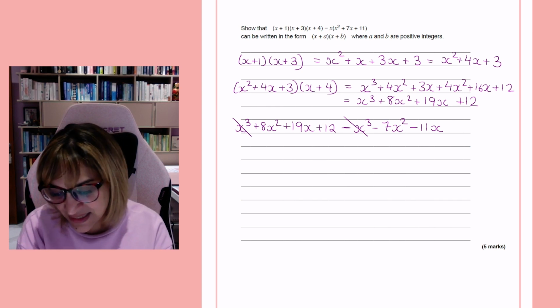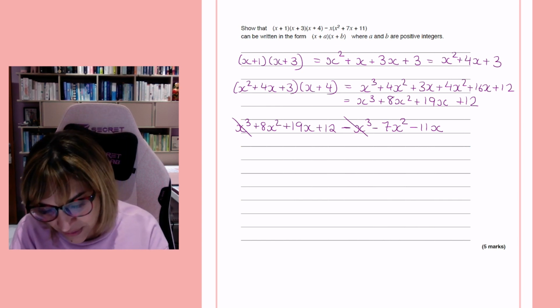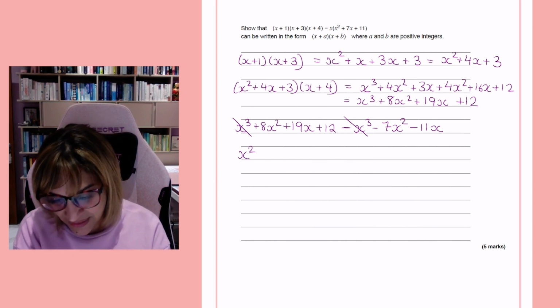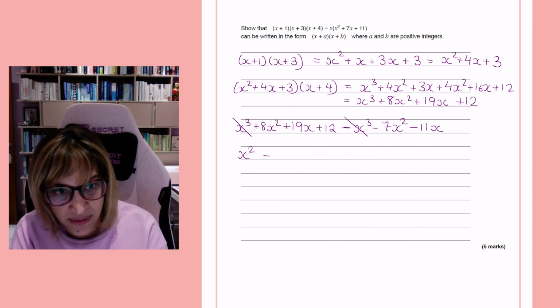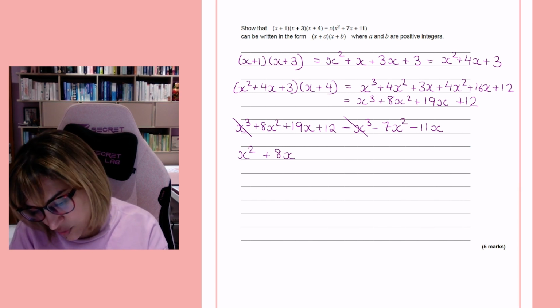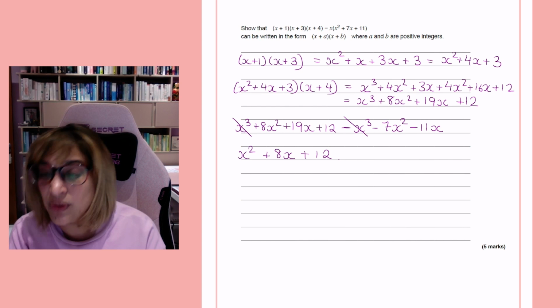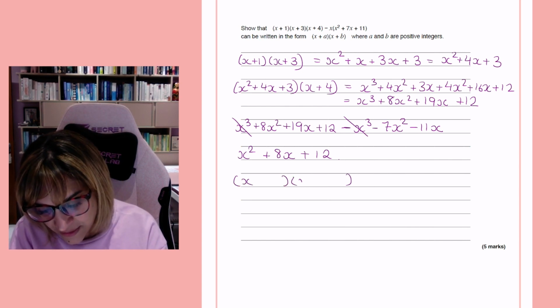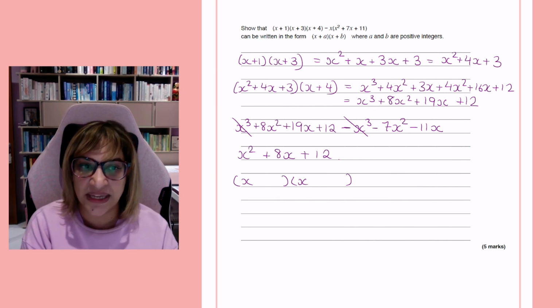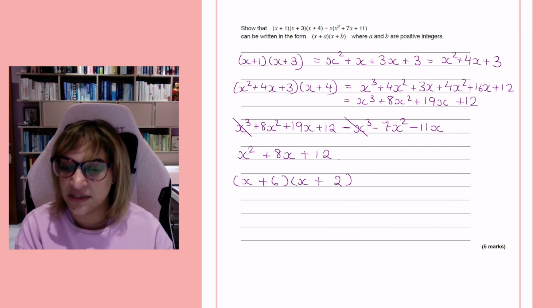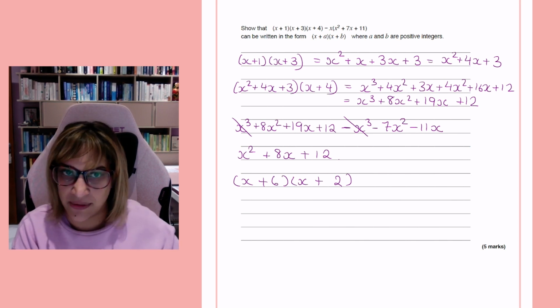8x squared minus 7x squared, leaving us with x squared. 19x minus 11x, leaving us with plus 8x. And then we've got 12. And we want to be able to factorize that. So I'm looking for factors of 12, which add up to 8, which is 6 and 2. So there's our first expanding triple brackets.